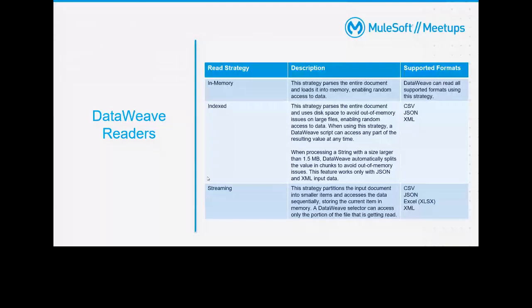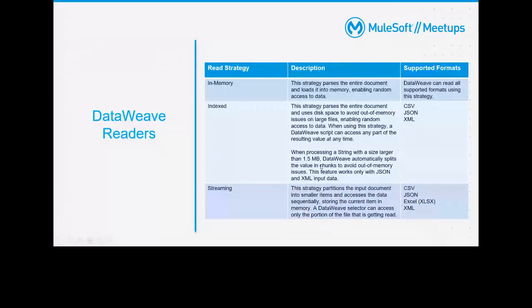Generally it is recommended that we can process up to 20 GB of data with index. This strategy parses the entire document and uses the disk space to avoid out-of-memory issues on larger files, enabling random access to the data. When using this strategy, a DataWeave script can access any part of the resulting value at any time.